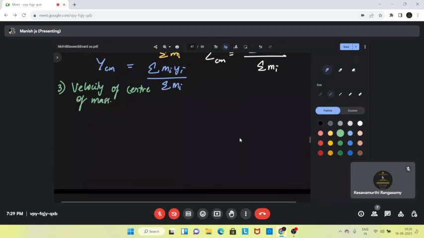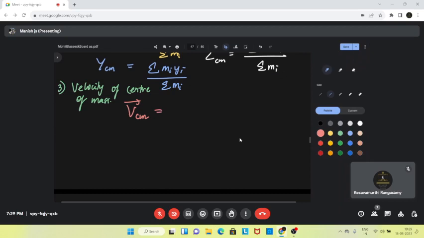Okay, so when we talk about the velocity of the center of mass, the particles are moving with certain initial velocities. In that case we can represent the velocity of the center of mass as V_CM. So generally we write V_CM. Velocity is a vector, so I am putting a bar. So V bar CM is equal to, where CM represents center of mass, now it is the product of mass and its velocity.